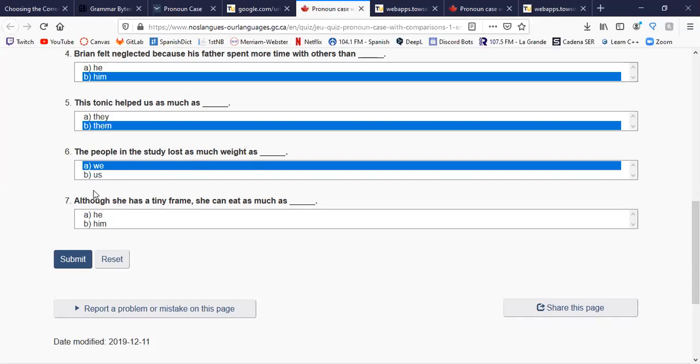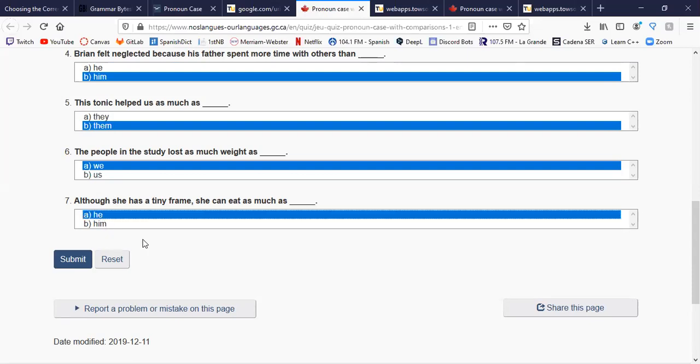Okay, last question, and then I'm going to stop the lesson. Number 7, although she has a tiny frame, she can eat as much as blank. He or him. So pause the video and choose. Okay, so the correct answer here is he. Because if you finish the sentence, you'll have this. Although she has a tiny frame, she can eat as much as he can. So it's he and not him.